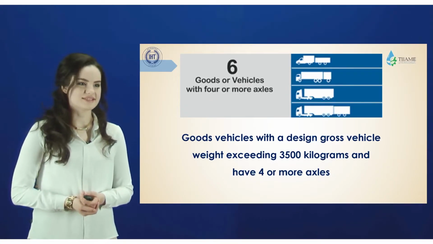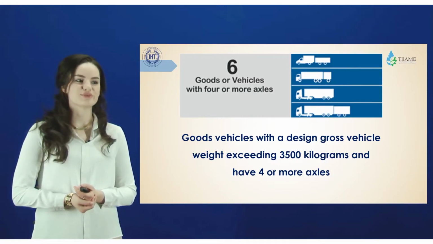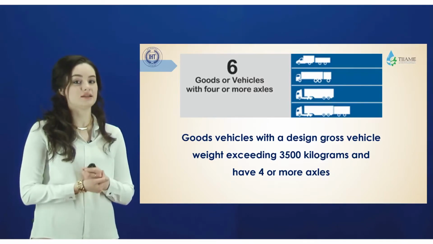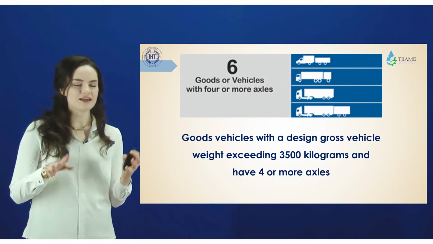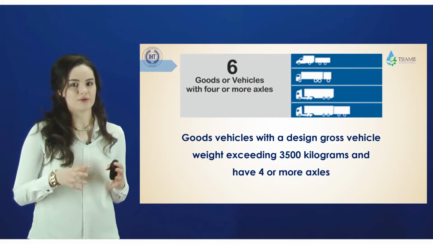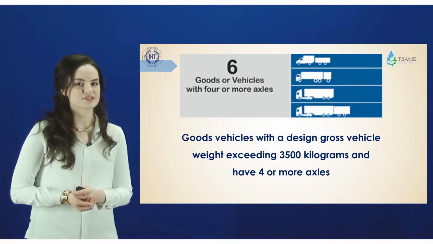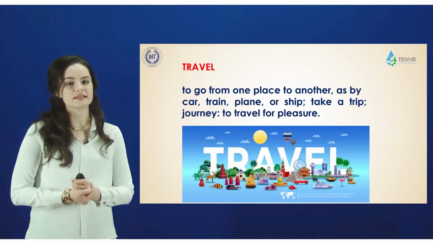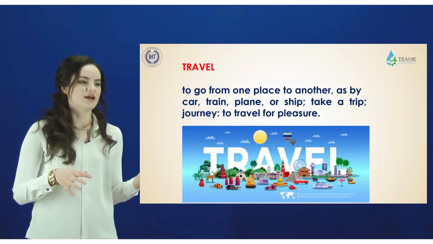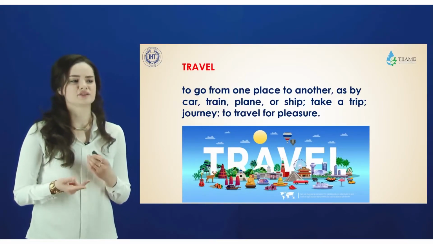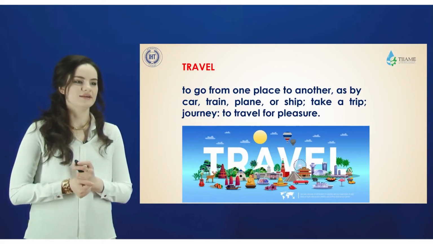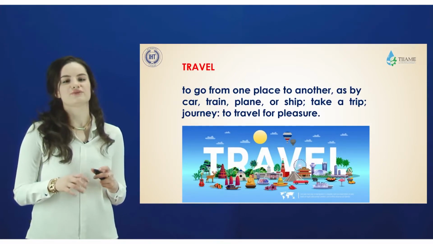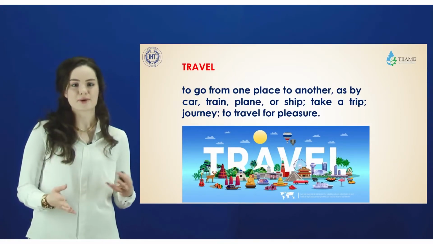Okay, number 6 is goods vehicles with 4 or more axles. So actually it is transportation that is organized for transferring extremely big weight. As you can see, some examples are illustrated in my picture. Well, traveling is going from one place to another by car, train, plane, ship, or other transport. So it's visiting some places for different purposes. It may be business or just pleasure.